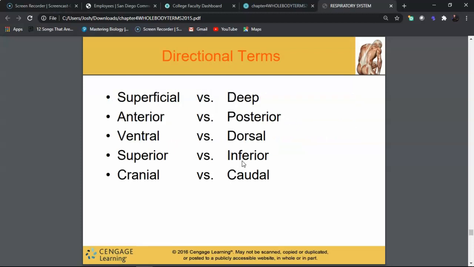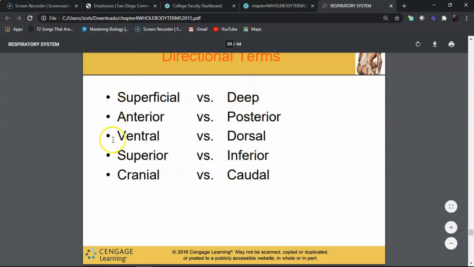Okay, and so here comes our directional terms. Now we've already discussed most of these in one way, shape, or form, because when we discuss the body planes, we then can get directional terms that come from that. So I'll go through these real quick. Superficial and deep. These are all antonyms of each other. Okay, they're opposites.